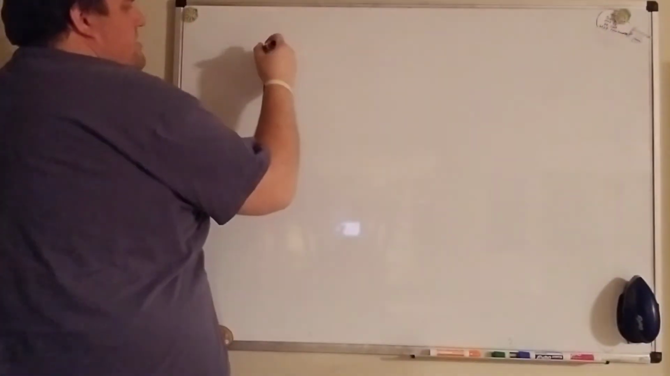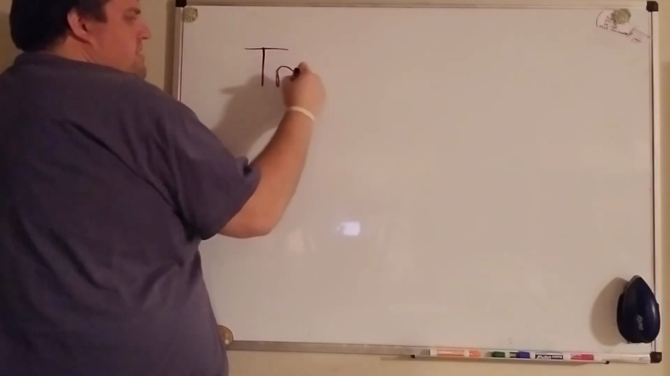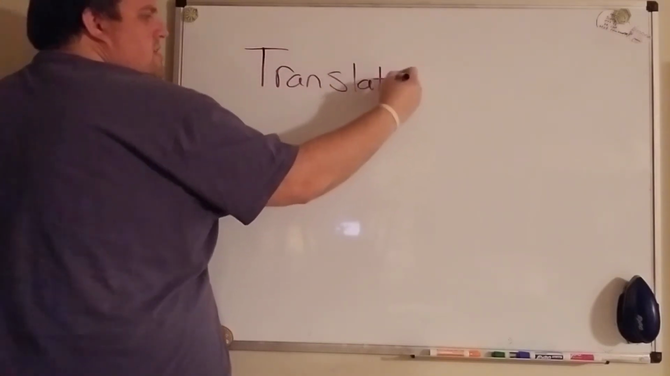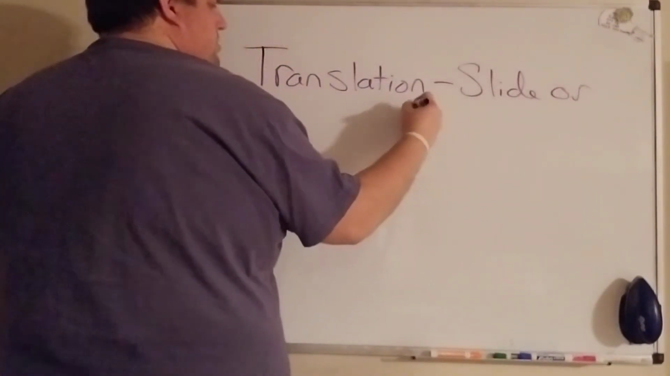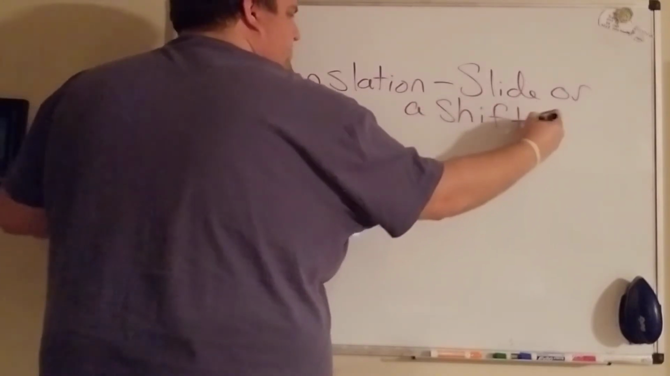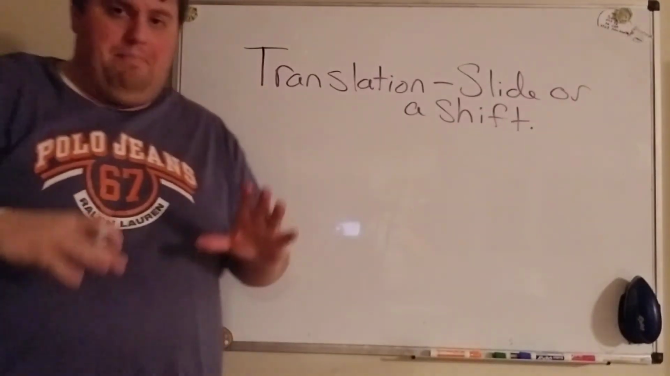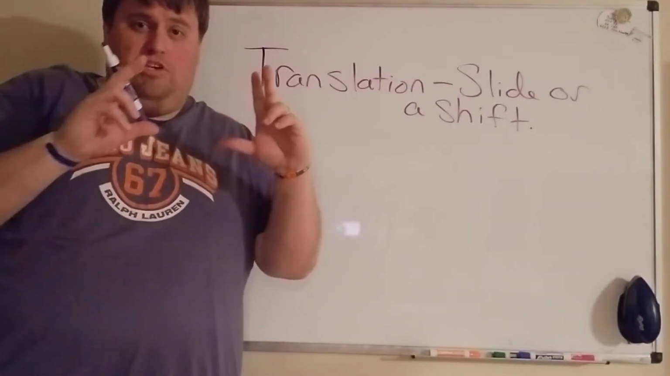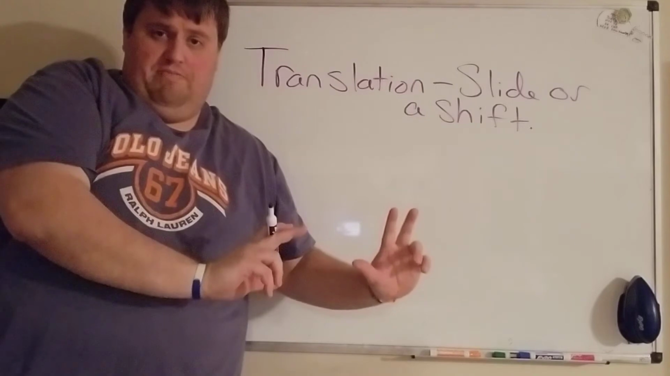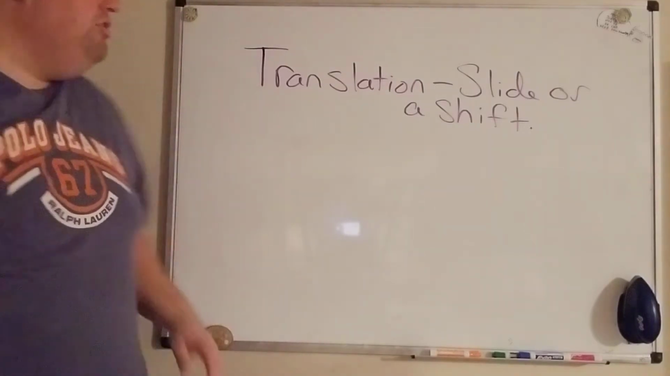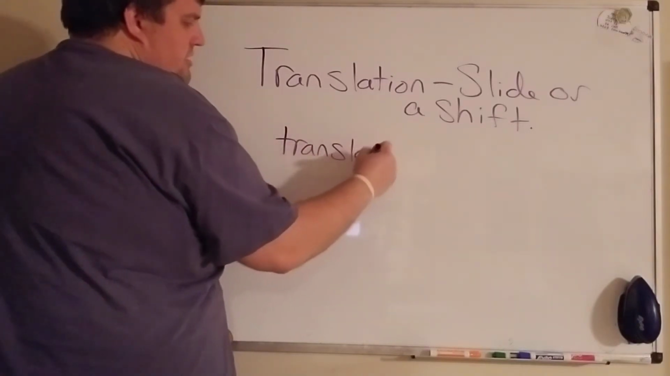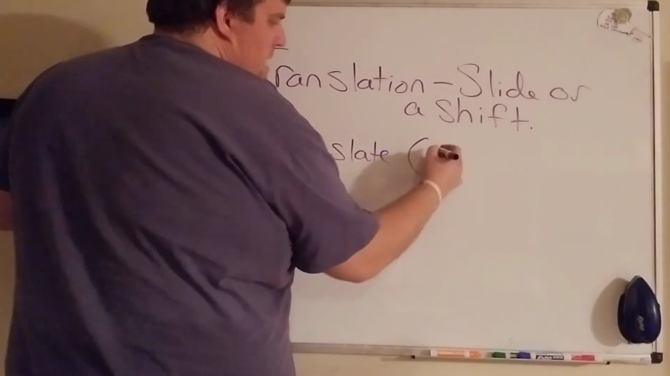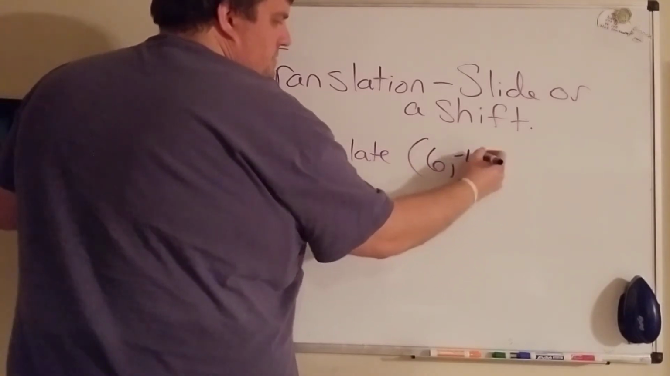All right. A translation sounds like you're going from Spanish to English or something. It is a slide or a shift. And literally what's going to happen is we have this shape and we just slide it or shift it to a new location. And when you translate something, it'll usually give you directions like translate the triangle, and then it will tell you like an ordered pair, like 6, -4.